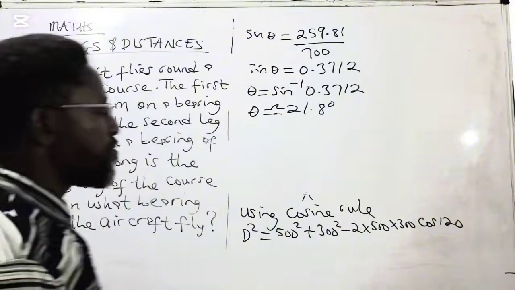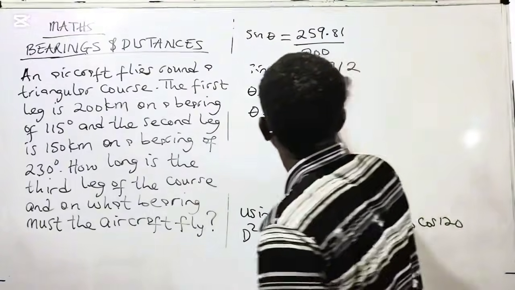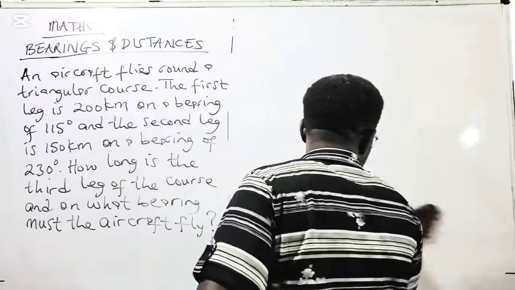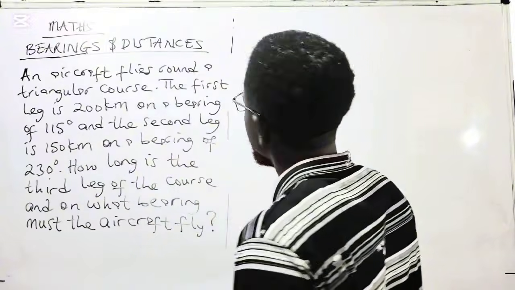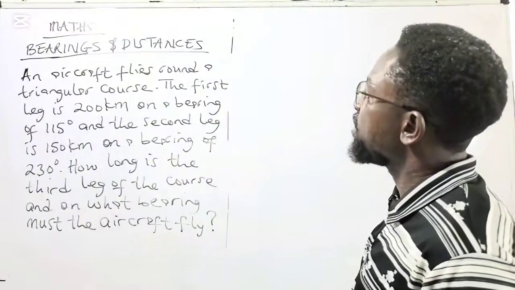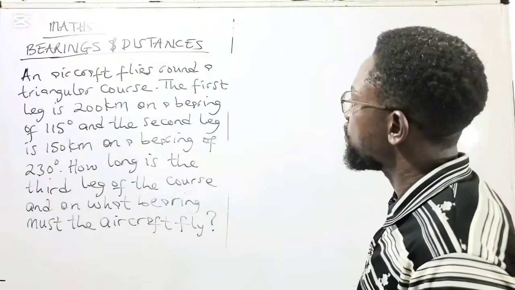On what bearing must the aircraft fly? The question says it's moving in a triangular course. So it flies around the triangular course. The first leg, 200 kilometers on a bearing of 115.